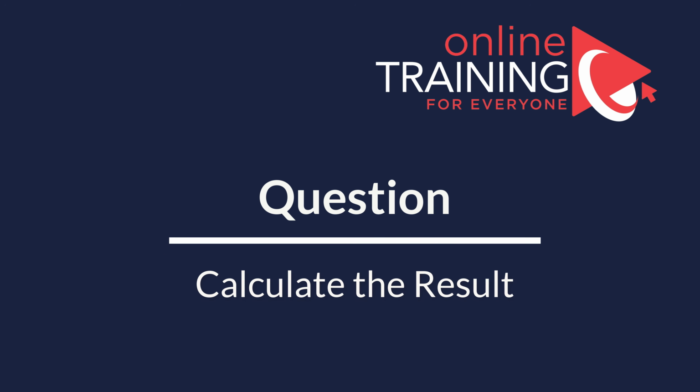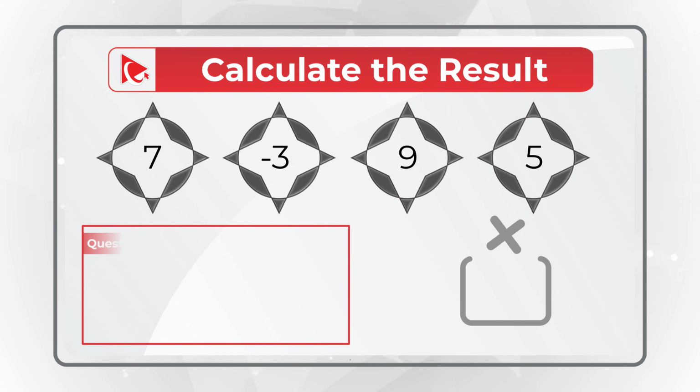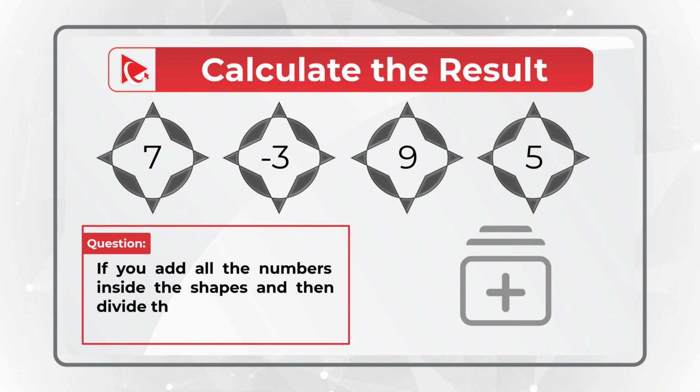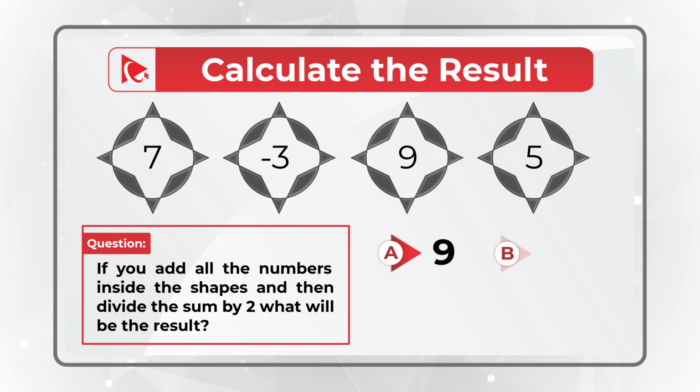Here's an amazing question to test your business math skills. You're presented with the set of numbers in the compass-like figure, and you need to add up all the numbers inside the shapes and then divide the sum by 2. You need to calculate what would be the result of this calculation. And you have 4 different choices. Choice A, 9. Choice B, 12. Choice C, 18. And choice D, 24.